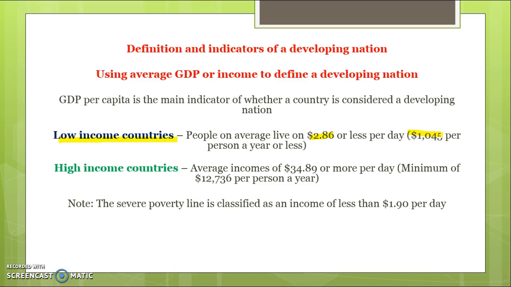In terms of high income countries, you need to be earning more than $34.89 per day, which equates to around $12,736 per person a year. If the average income per person is above $12,736, you would be considered to be a high income country. And again, when we're looking at the poverty line, the severe poverty line is considered to be less than $1.90 per day, to be living in severe poverty.